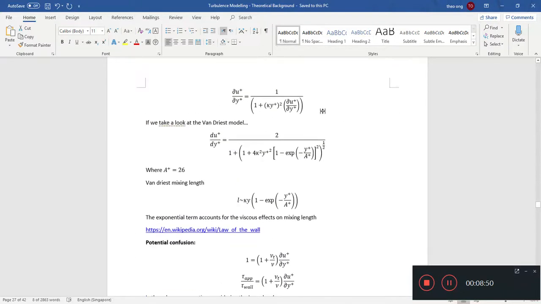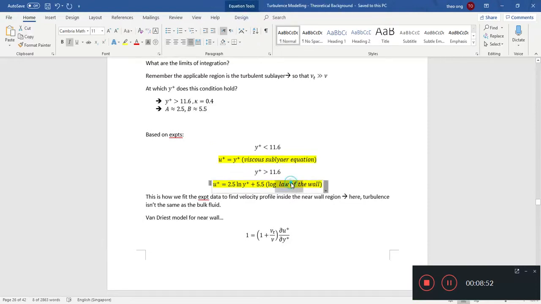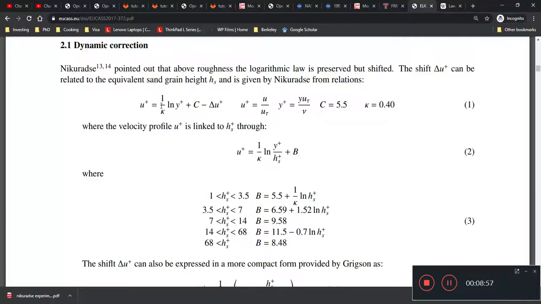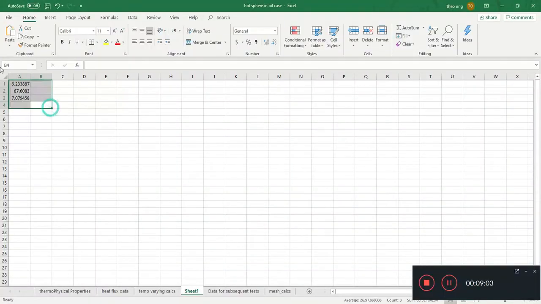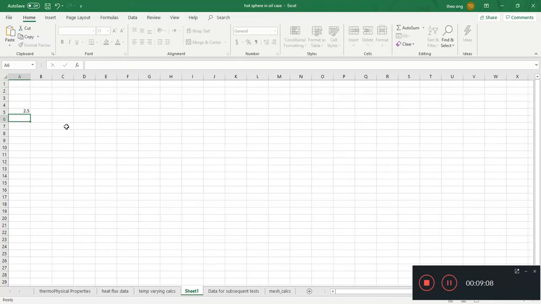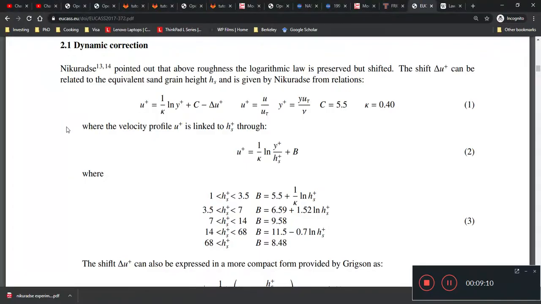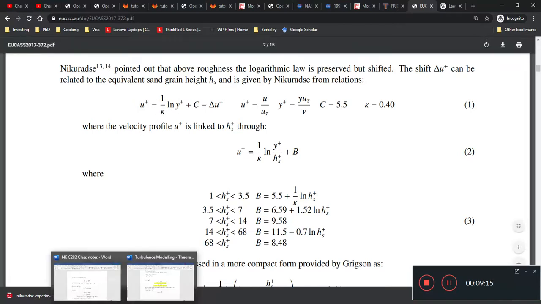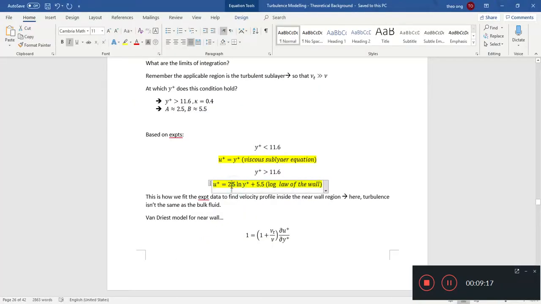Okay, so we have a log law region over here, 2.5 ln Y plus 5.5. So 1 over kappa here is 0.4. 1 over 0.4 is about 2.2. So I just do some quick Excel for you. Equals 1 divided by 0.4, and that will give you about 2.5, not 2.2, sorry. So this 2.5, yes. 1 over 0.4 is 2.5. And then you have a 5.5 here.